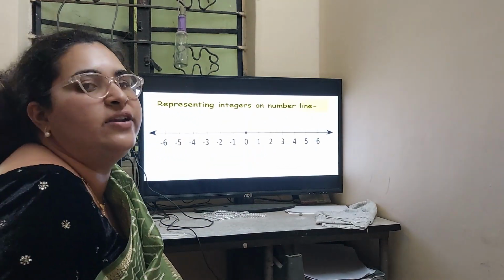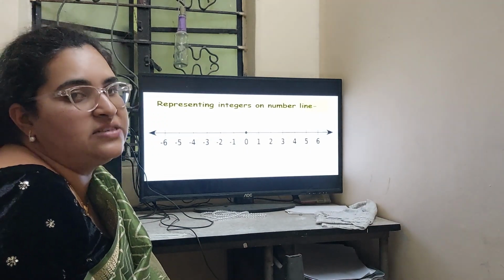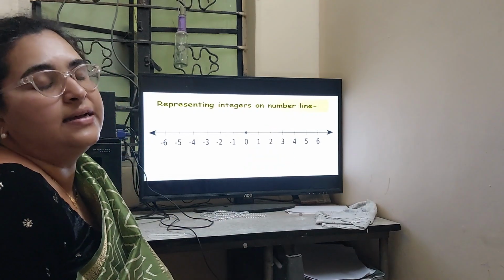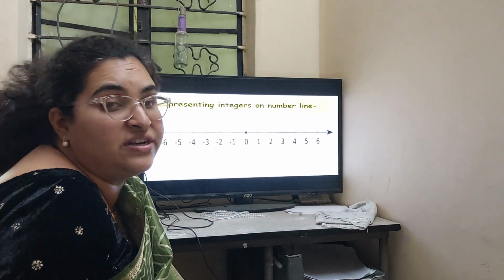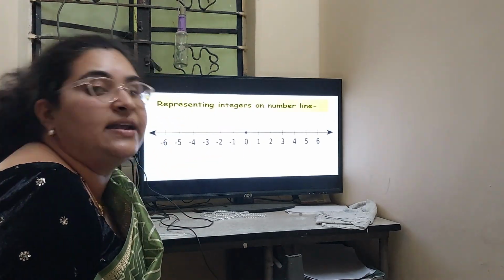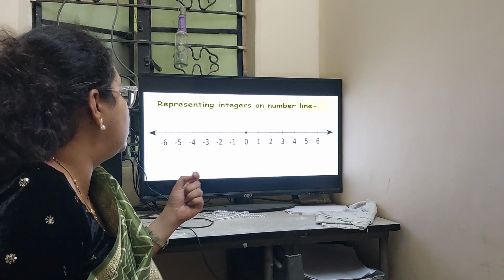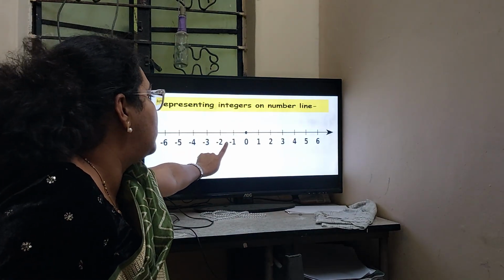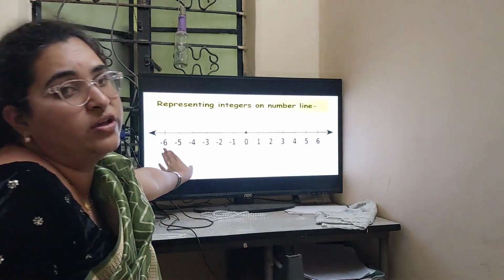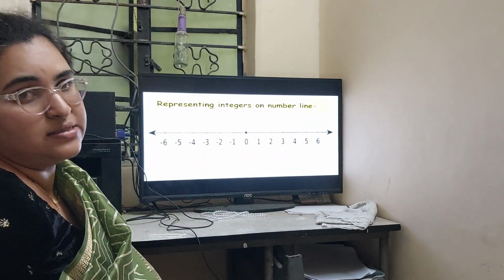And to the right of the 0, all numbers are positive integers. As we go towards the right from the 0, that is 1, 2, 3, 4, 5, that side, these numbers are called positive integers. And as we move to the left of the 0, these numbers are called negative integers. So if I want to say the number -2 or negative 2, this negative indicates that the number will lie to the left of the 0. And if the number is written with the positive, it will lie to the right of the 0.